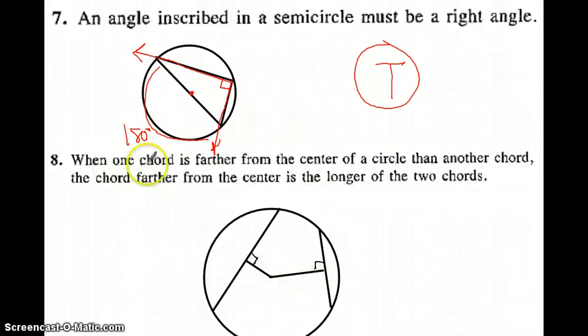So if one chord is farther from the center than another chord, this is the one that's farther away, and this chord is the other chord. I'm sorry about that. That didn't make sense. If one is farther away than the other, so this is one, this is the other.